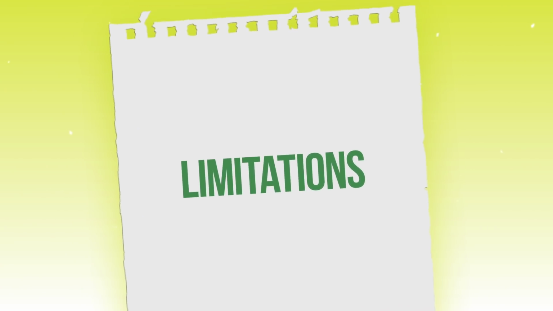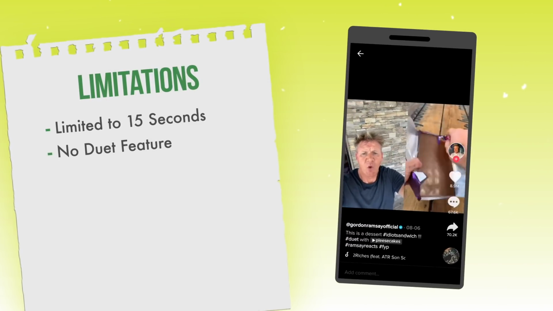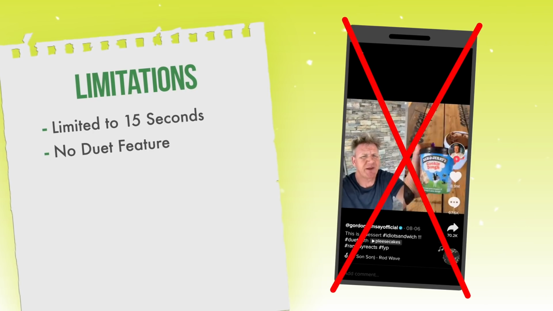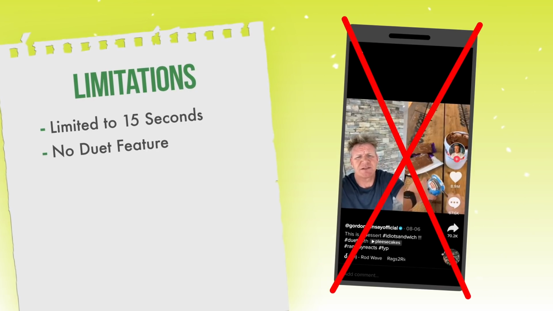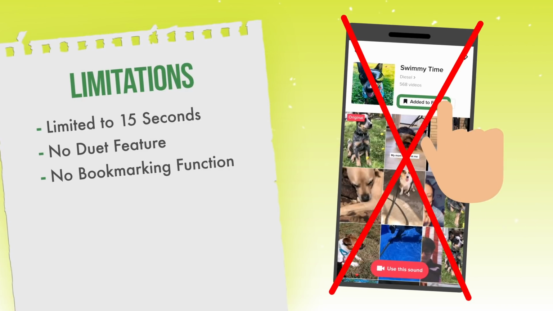So that's how you find and create Instagram Reels, but there's a few more limitations you should know about. It's a 15-second limit on videos as of right now. There's also no duet feature. If you're familiar with that over on TikTok, that feature is not available on Instagram. Another TikTok feature you might be used to is the bookmarking music function. That is not available in Instagram Reels.